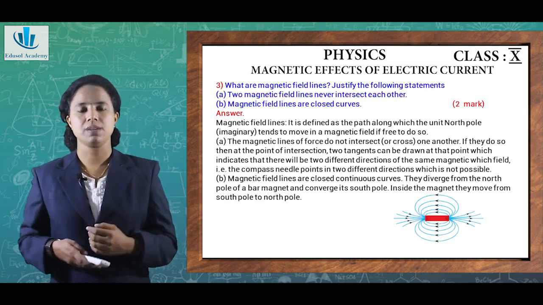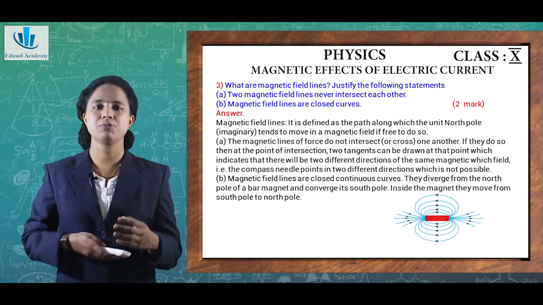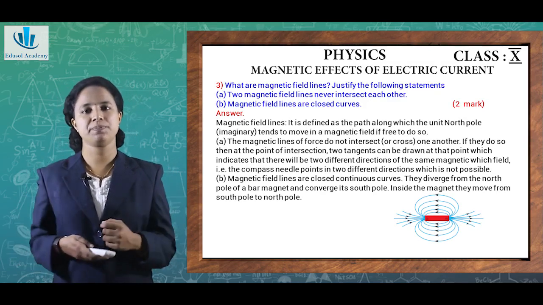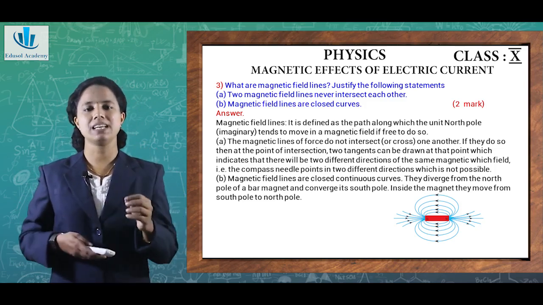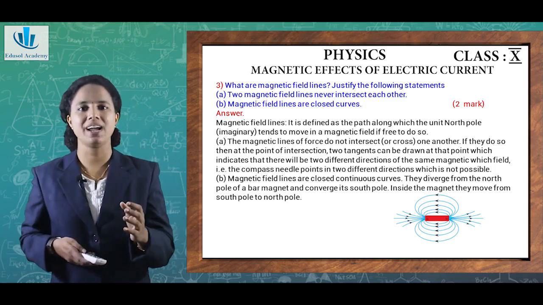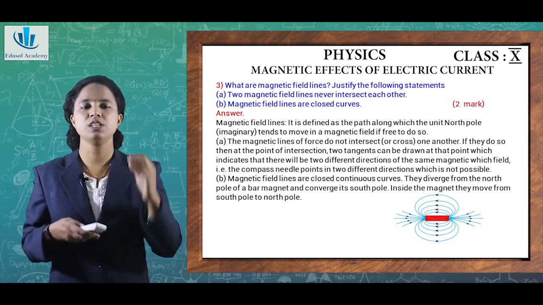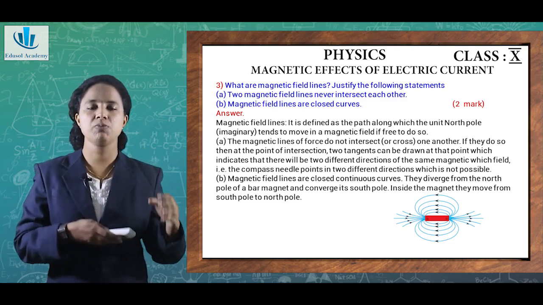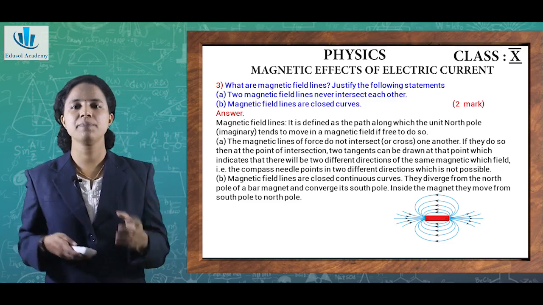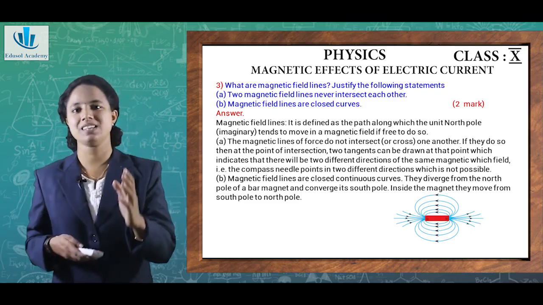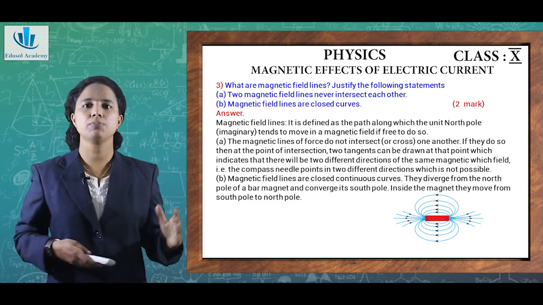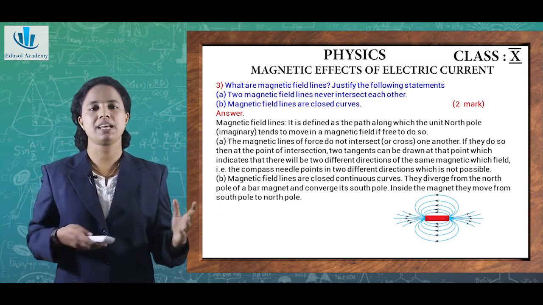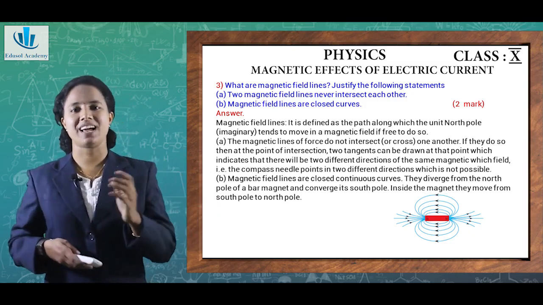So, moving to third question, what are magnetic field lines? Justify the following statements. A. Two magnetic field lines never intersect each other. And magnetic field lines basically are the field lines defined as the path along which the unit north pole, that is imaginary, tends to move in a magnetic field if it was free to do so. We know that for a magnet there will be a north pole as well as a south pole. So, if such a unit north pole tends to move in a magnetic field, if it was free to do so, such a path that is defined will be called magnetic field lines.